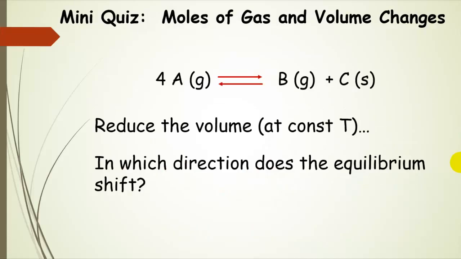So here's a mini quiz. Here's a reaction: 4A goes to B, which is a gas, and C, which is a solid. This is a gaseous reaction. We are going to reduce the volume at constant temperature. Which direction does the equilibrium shift? Pause this and give that a try.